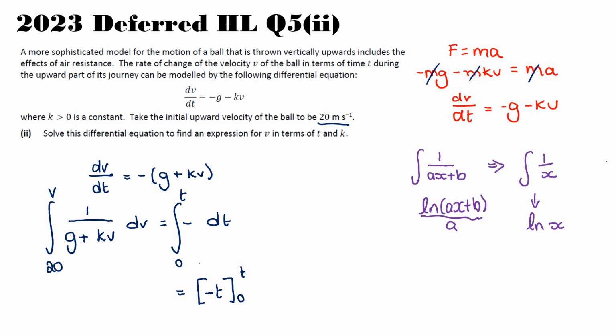So this becomes the natural log of g plus kv. Remember that both g and k are constants. So when we differentiate g plus kv, we're left with just k. So that can be written as 1 over k, or we divide the whole thing by k, whichever you prefer. And we're going to evaluate that between 20 and v.